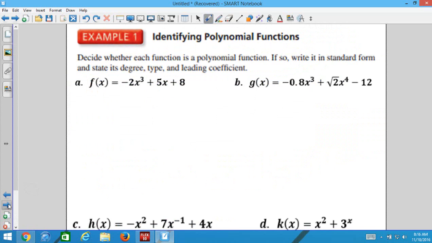Okay, these 4 examples, I'm going to go through the process. You're going to write down the words so they get something to look back on. The directions say decide whether the function is a polynomial function. If so, write it in standard form and state its degree, type, and leading coefficient. So we look at the first one, negative 2x to the 3rd minus 5x plus 8. Is this a polynomial function?